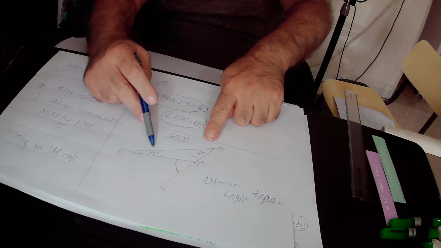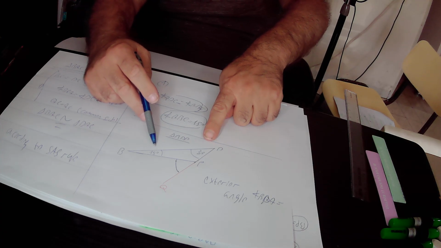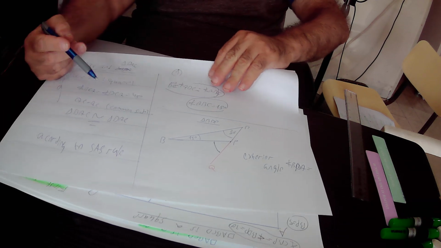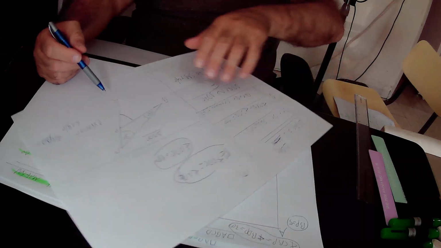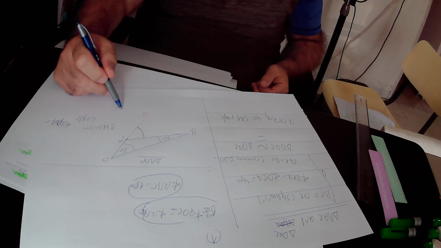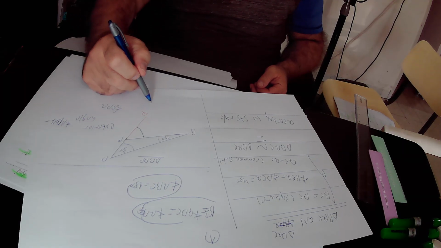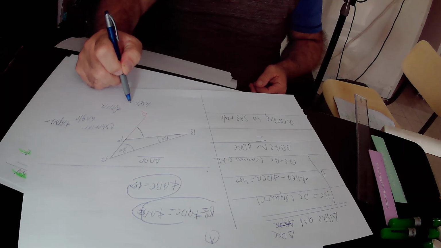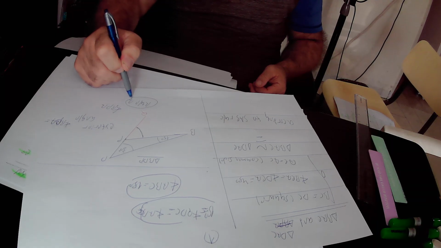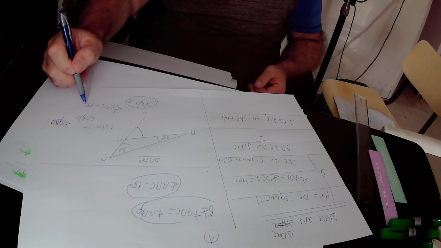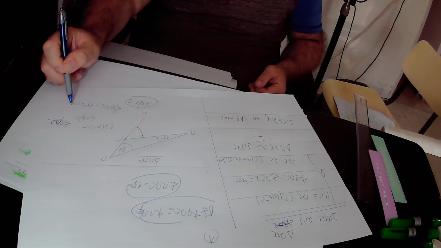According to Rule 8, the size of the exterior angle BPQ is equal to the sum of the two angles that are not adjacent to it. That is to say, it is equal to 15 degrees plus 30 degrees. So the size of the exterior angle BPQ according to Rule 8 is equal to 15 degrees plus 30 degrees, that is 45 degrees.